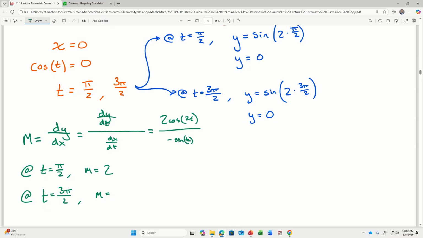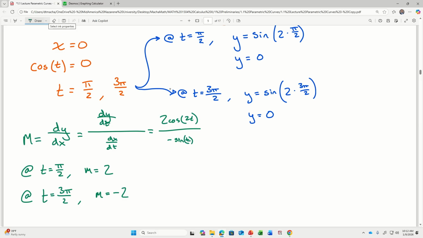Negative 2. Yeah, because the numerator stays the same, but when you go from pi over 2 to 3 pi over 2, the plus or minus sign on the sine switches from being a positive value of sine to a negative value of sine. So in the end, when all of the pluses and minuses are accounted for, I get a different slope. I get negative 2.